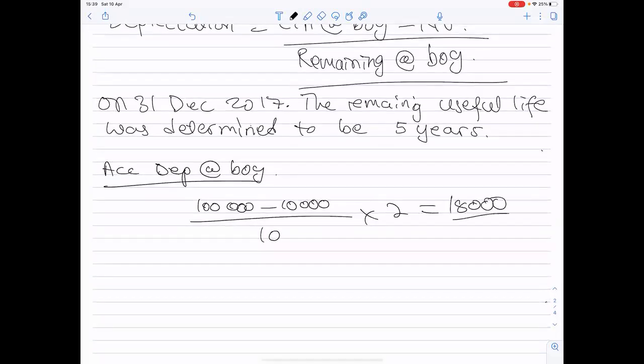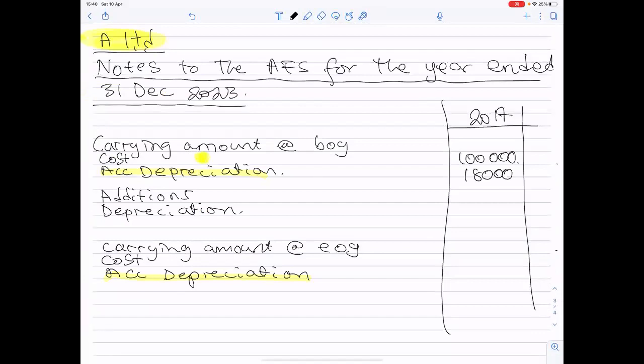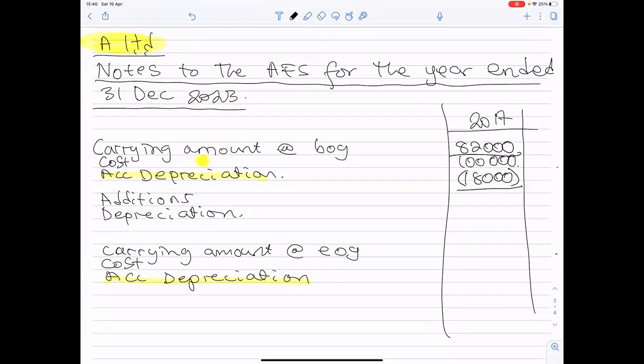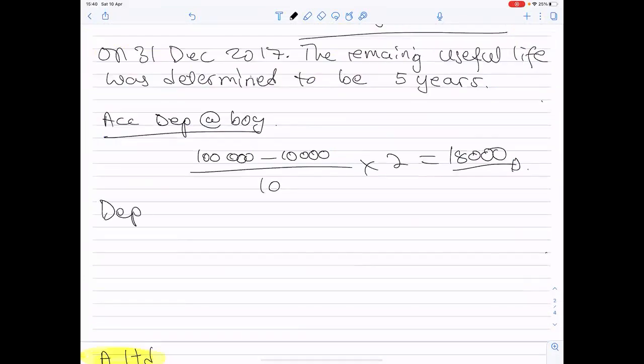Is it 18,000? So we come and we put our 18,000 there. So 18,000 minus 100,000 gives 82,000. Then we have to calculate the depreciation in the current year.